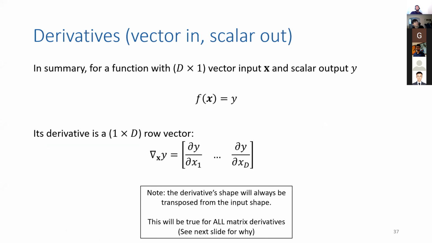So in summary, for a d times 1 vector input x and a scalar output y, you end up with a derivative that is 1 times d. It's a row vector. And one particular thing to note is that the derivative's shape is transposed, turned from d times 1 to 1 times d. The derivative shape is transposed from the input shape, and that'll pretty much always be the case. And there's a particular reason for why this happens, but just something to note.